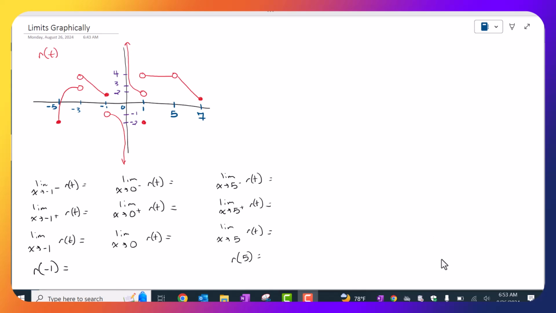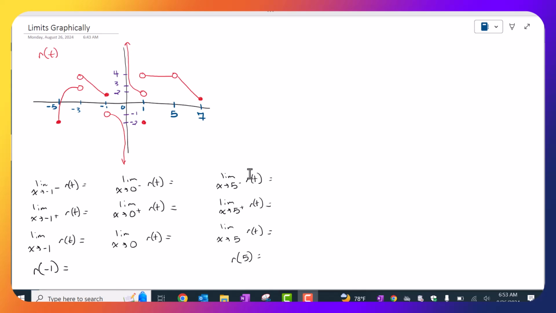Okay, so I'm going to go over finding limits graphically. I've been procrastinating on making this video, but I drew this graph of R of t. You can see it on the screen. We're going to go through and find some of the limits, not all of them. Some of the other ones you can find on your own. But let's look at what's happening as x is approaching -1 from the left and the right and so on.